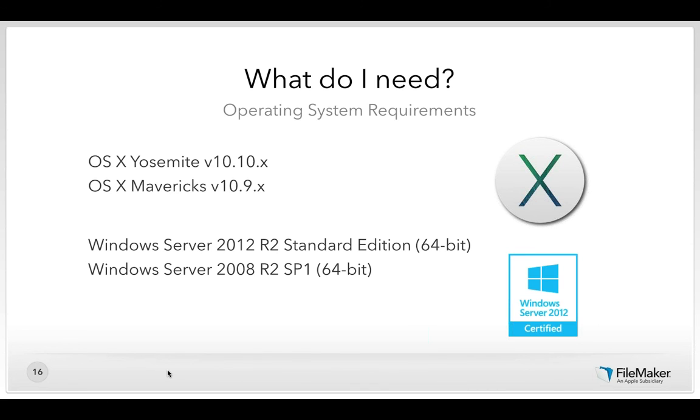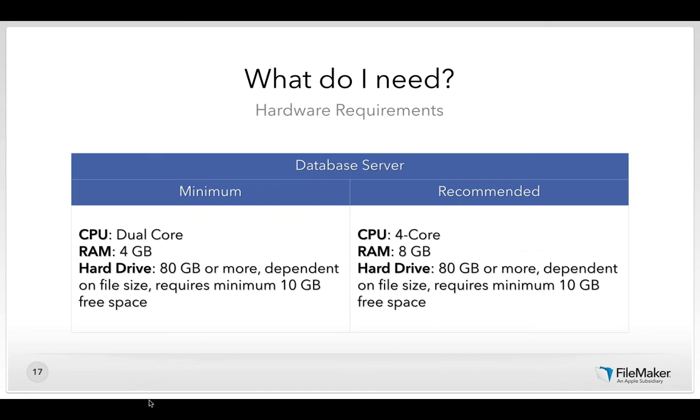Now, what do I need technically to make this happen? So if we're talking about operating systems supported, Yosemite, Mavericks, El Capitan should be here now because now we have FileMaker Server v4, so we support El Capitan as well. Windows Server 2012 R2 for Windows systems, 64-bit, and Server 2008 R2 as well. That's for the operating system.